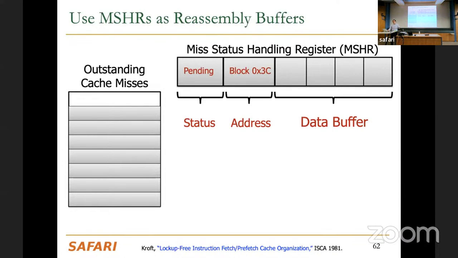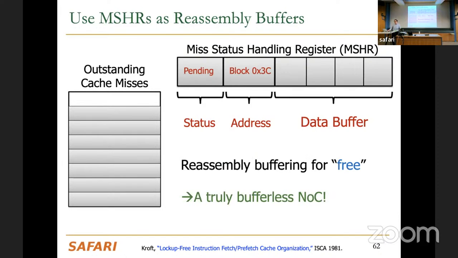You keep track of status, address, and buffer. You could use this as your network buffer also, basically. So essentially, you have the reassembly buffering for free in the end. And this realization makes the network on chip truly bufferless, because you don't really need reassembly buffers. There's nothing special that you need to do about them other than the protocol that we discussed earlier. You really need to combine the buffering you already have in your cache hierarchy with whatever you need in the networking, essentially.